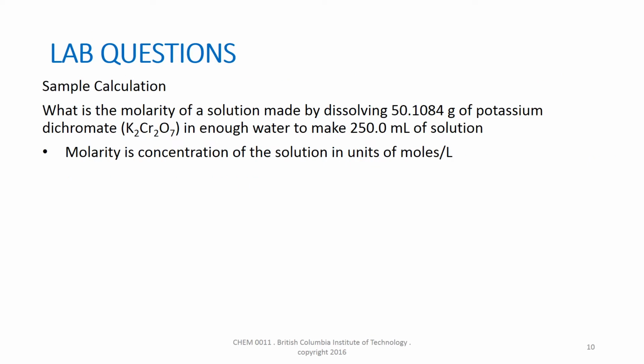Consider this sample problem, which is very similar to the lab question. In this case, 50.1084 grams of potassium dichromate is dissolved in enough water to make 250.0 milliliters of solution. Since molarity is moles per liter, the approach is to convert the 50.1084 grams potassium dichromate into moles of potassium dichromate.